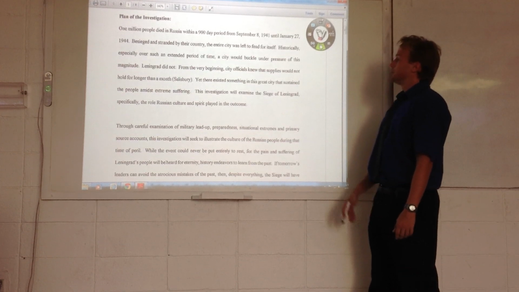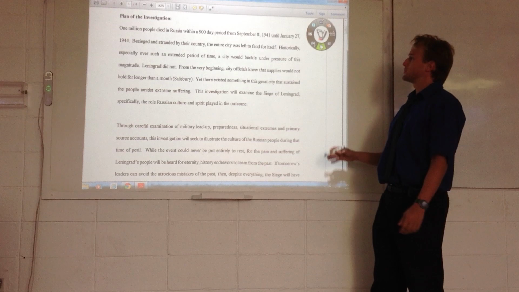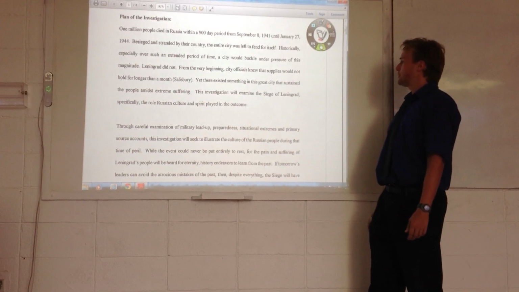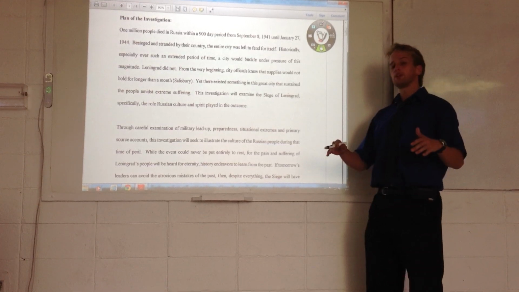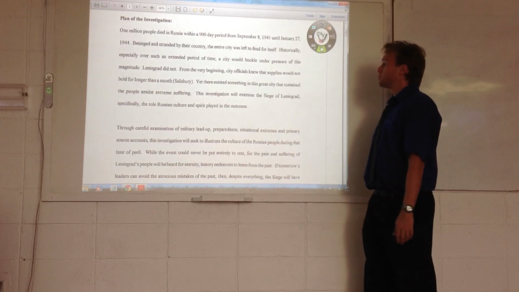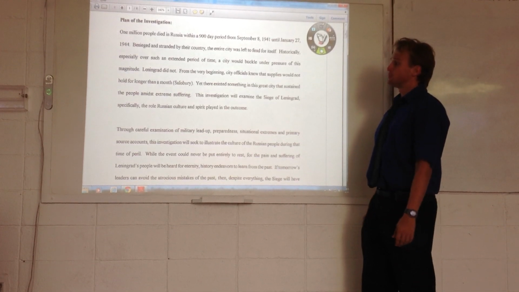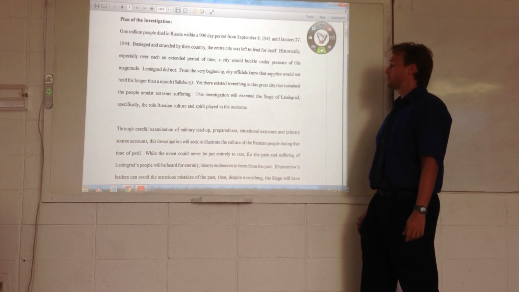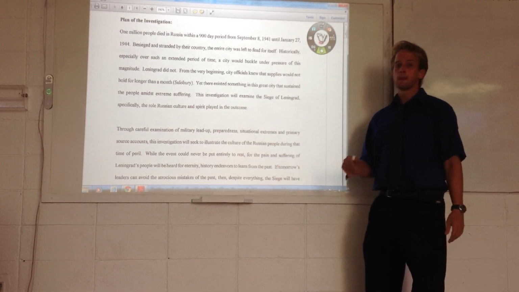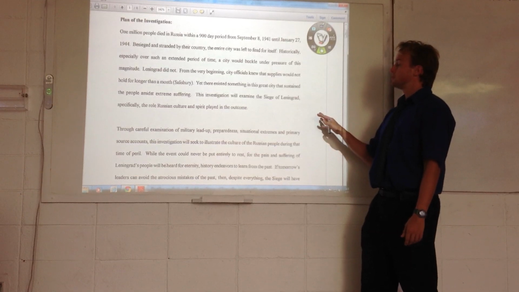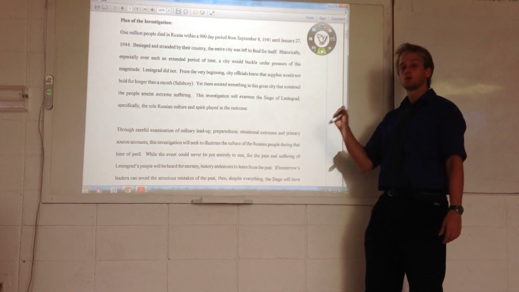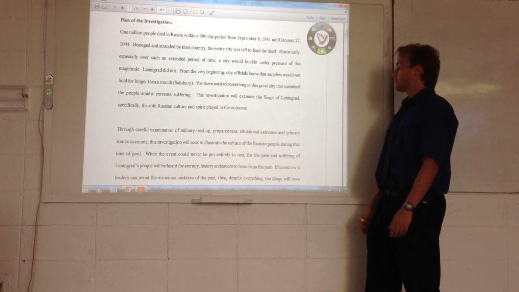But in this sample we see a general description of what the siege of Leningrad is. We see that it goes on for 900 days, that the people are suffering. We see something that looks like it's close to a question, like this sentence here that says, this investigation will examine the siege of Leningrad, specifically the role Russian culture and spirit played in the outcome. So it seems like that's what the student is trying to investigate. However, this does not reach the degree of explicitness that IB is looking for. The actual question should appear in question form in the piece.